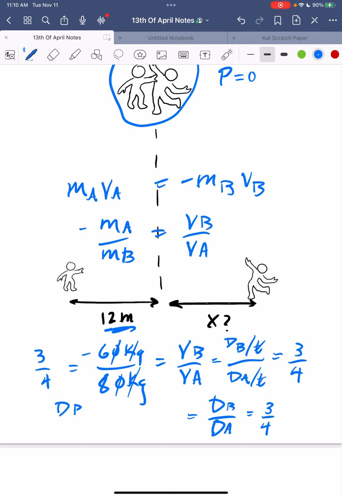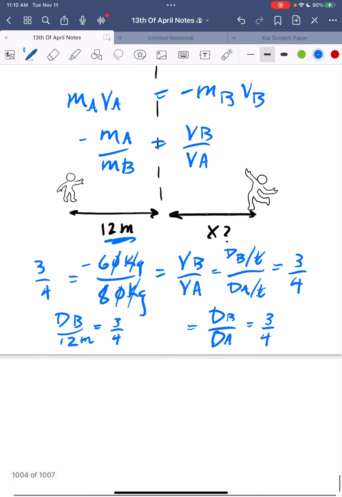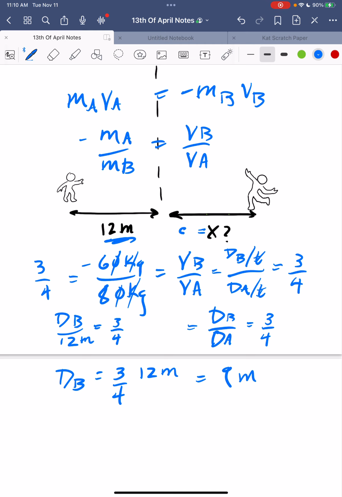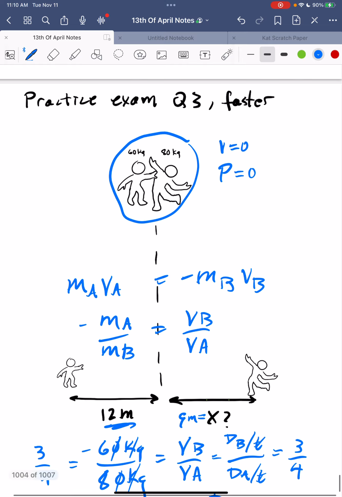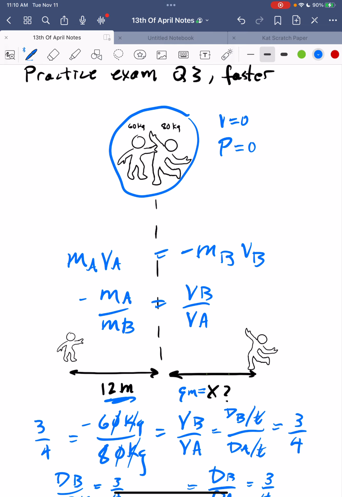The distance of B over the distance of A, which is 12 meters, equals 3 over 4. Multiply both sides by 12, and then I get the distance of B is equal to 3 over 4 times 12 meters. Well, that's just going to be 9 meters. So 9 meters must be x, like that. It's a lot simpler if you just use ratios like that, so hopefully that was helpful.